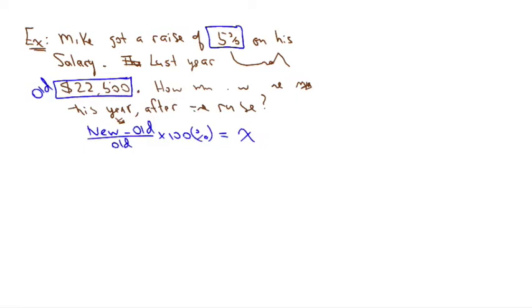The new value, do I know it? No, so I'll leave that alone. New minus the old value, 22,500, divided by 22,500, times 100 is equal to X. X is 5.